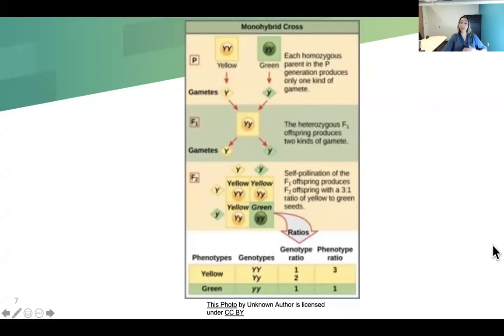So you need to remember that if you start with true breeding individuals, the F1 has the same genotype, same phenotype, 100% big Y, little y, 100% yellow. You cross those individuals, and in your F2, you have a 1 to 2 to 1 genotypic ratio and a 3 to 1 phenotypic ratio.